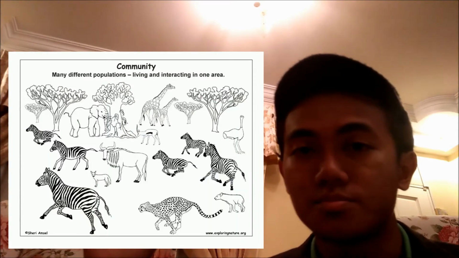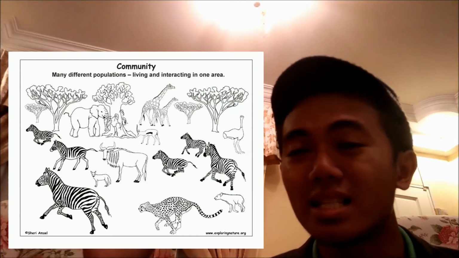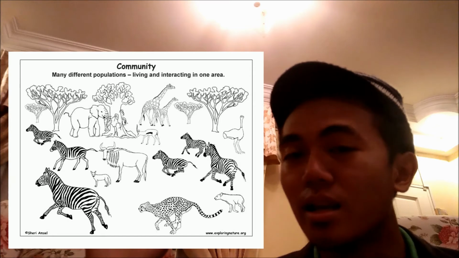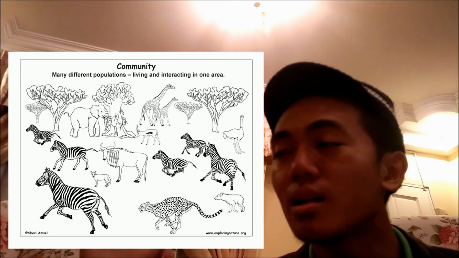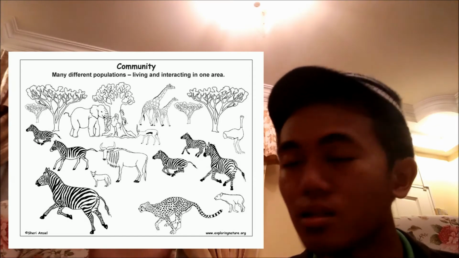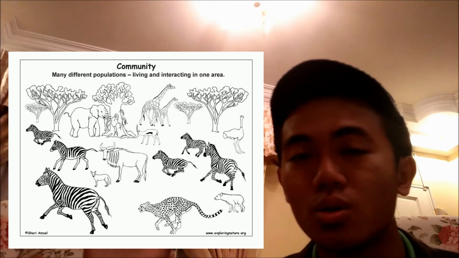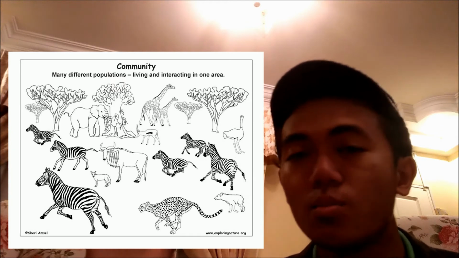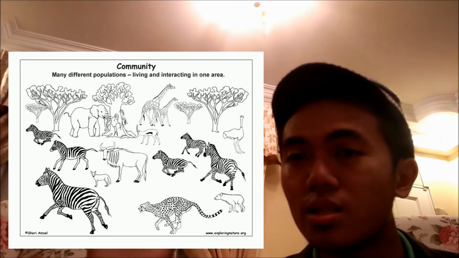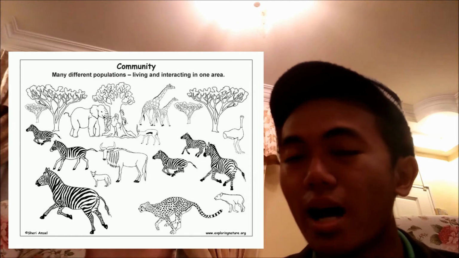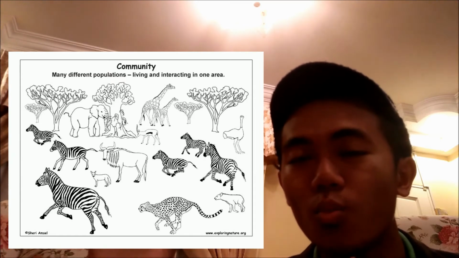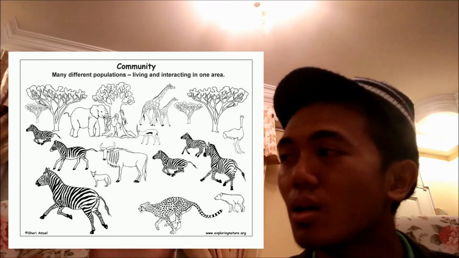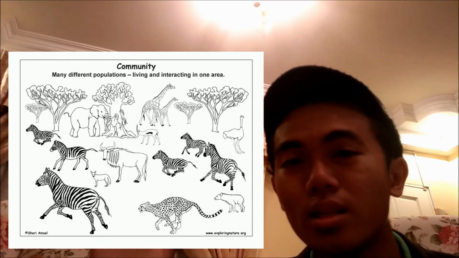This picture shows there are still zebras, but these zebras live with other living things such as lion, monkey, trees. So actually these living things are interacting among themselves. So there are many types of populations living together and interacting together. So this is actually a community.